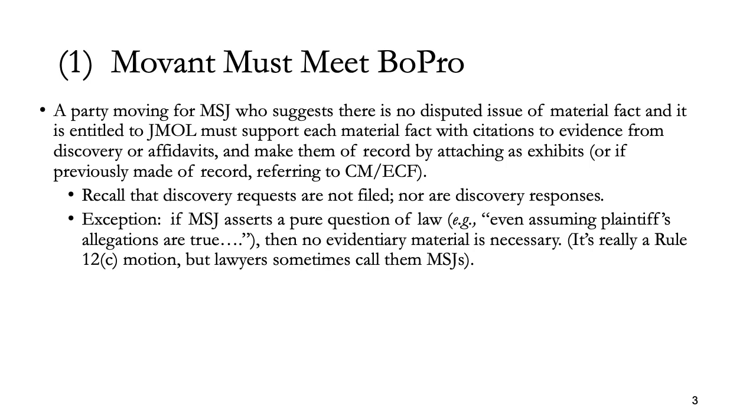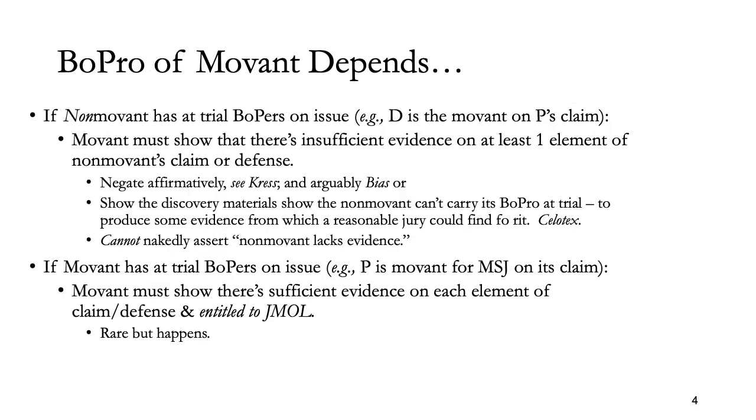Usually what the defendant is putting in discovery as an exhibit to its motion is to show the plaintiff has no evidence of one or more elements of one or more of its claims. And we'll get into this a little bit more with one of the problems in the book, or one of the questions in the book.